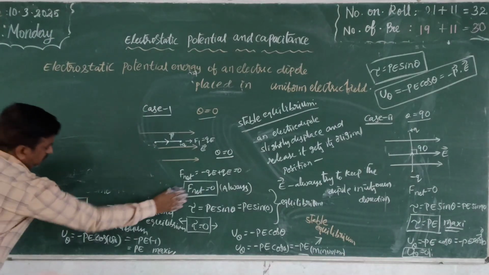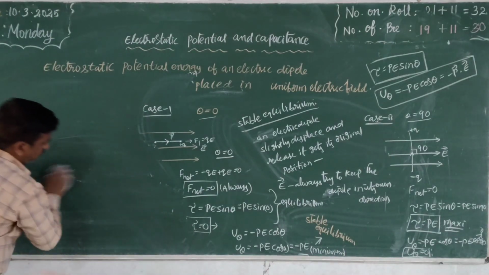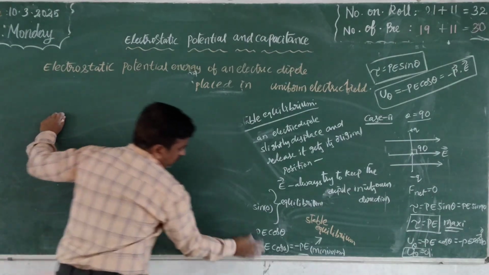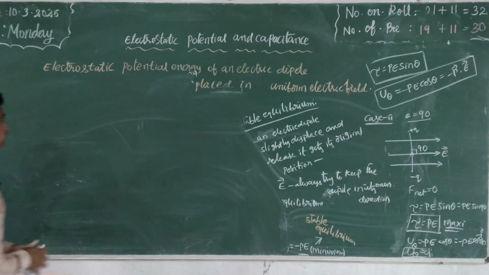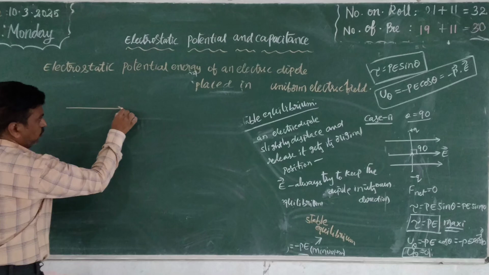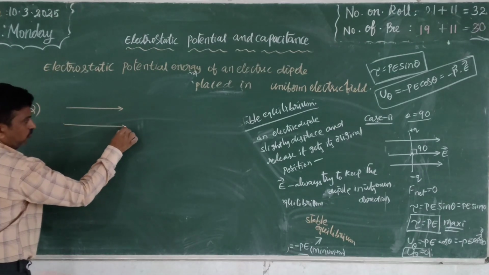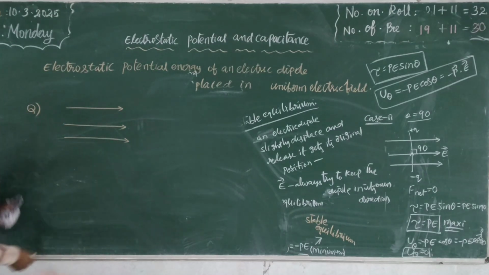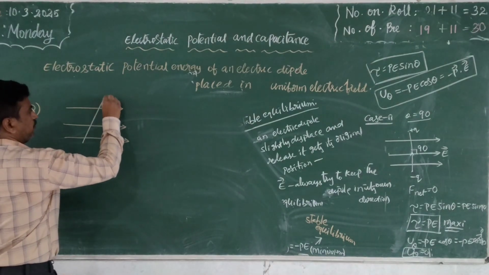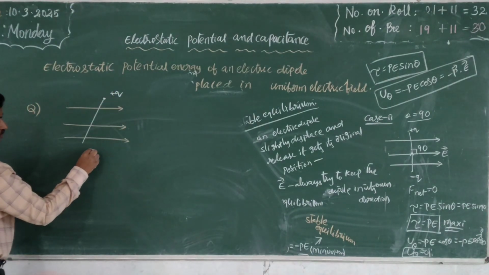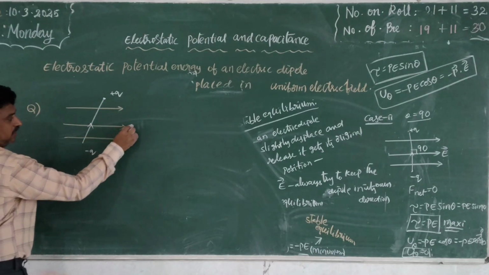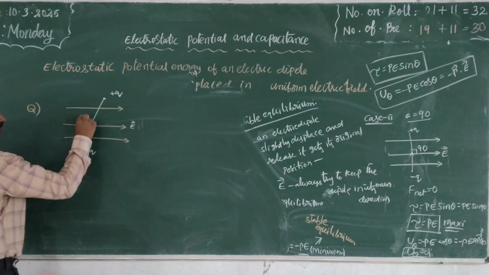Next we discuss some problems based on this. So what is the first problem? See, this is the electric field, a uniform electric field. We know uniform means straight, parallel and equispaced. Here we can place one electric dipole. It is plus q, it is minus q, and this is the direction of the electric dipole, the dipole moment. This is the electric field. What is the angle now?